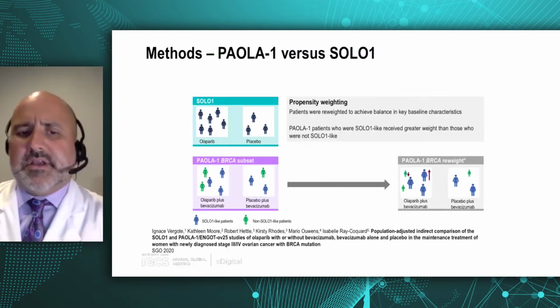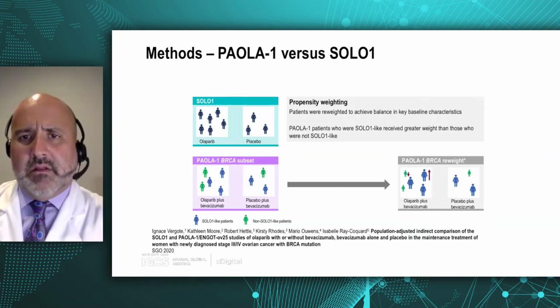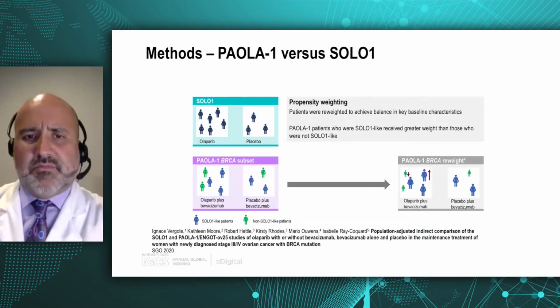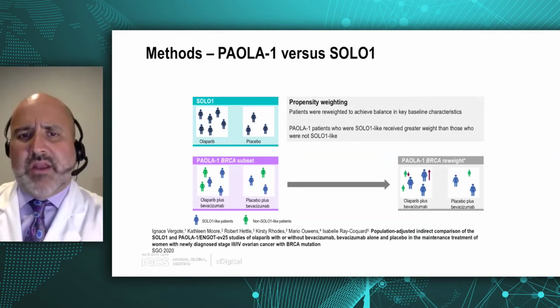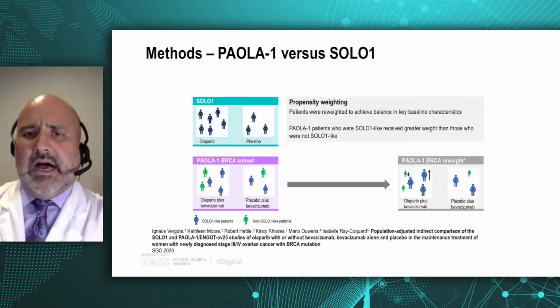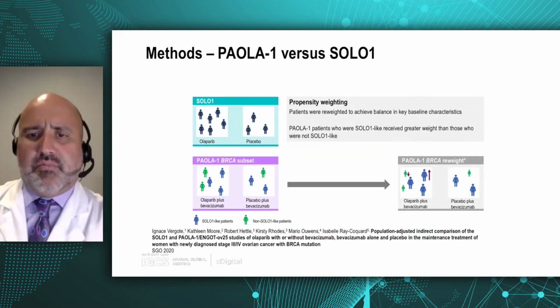Very interesting analysis by Dr. Fagotti and Ray Coukard. Looking at a propensity test presented at last year's SGO, trying to compare PAOLA and SOLO-1. So I'm looking at that group of patients, but how can we glean more information from this? Now, there's a lot of challenges with propensity weighting trials, but it's a very acceptable statistical analysis and a way to really compare subsets. Admittedly, these are BRCA positive patients.